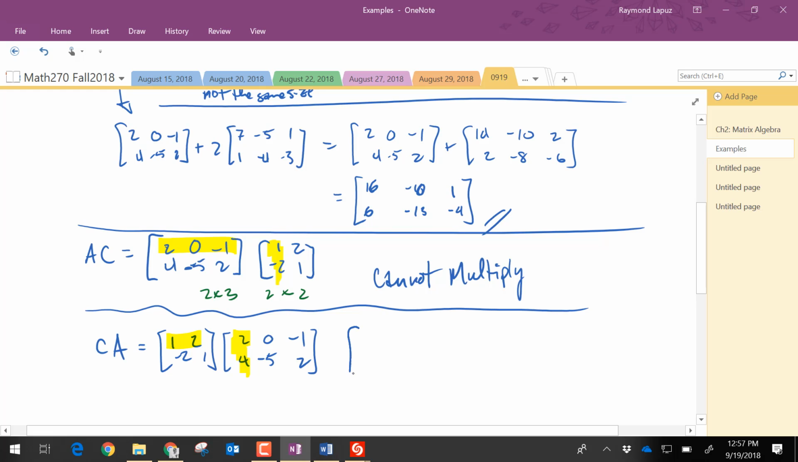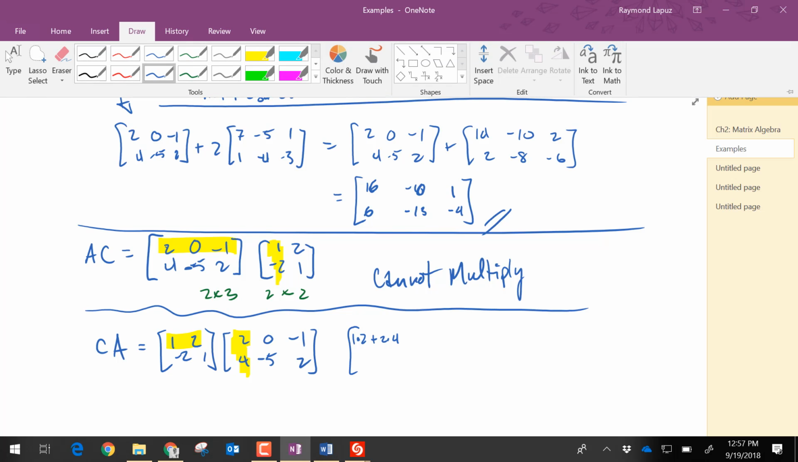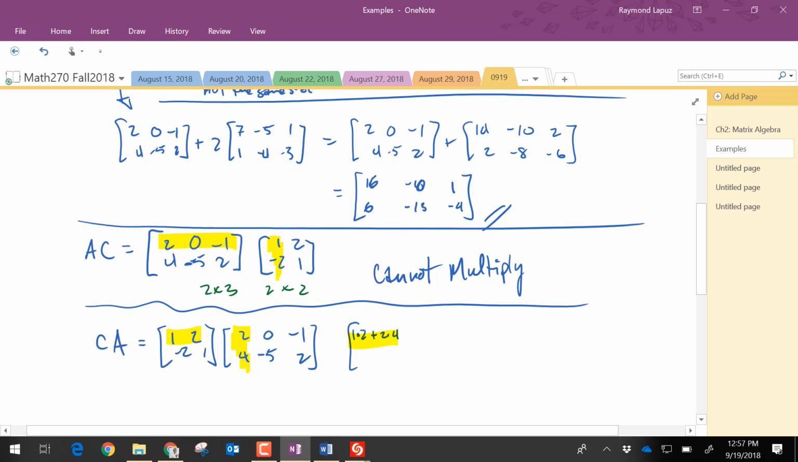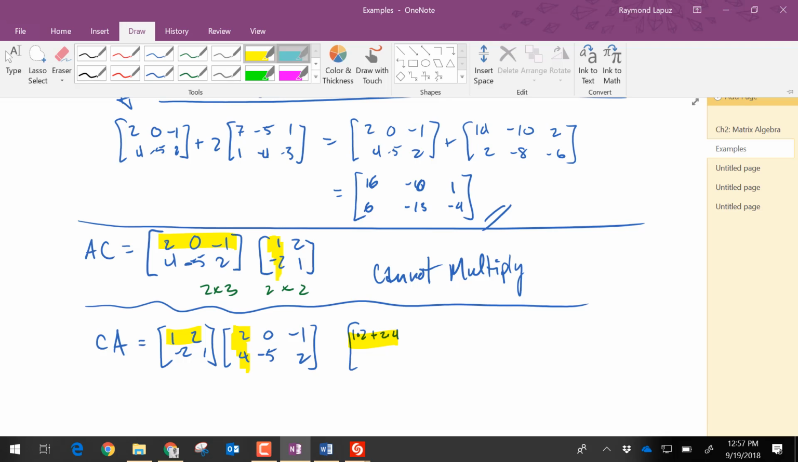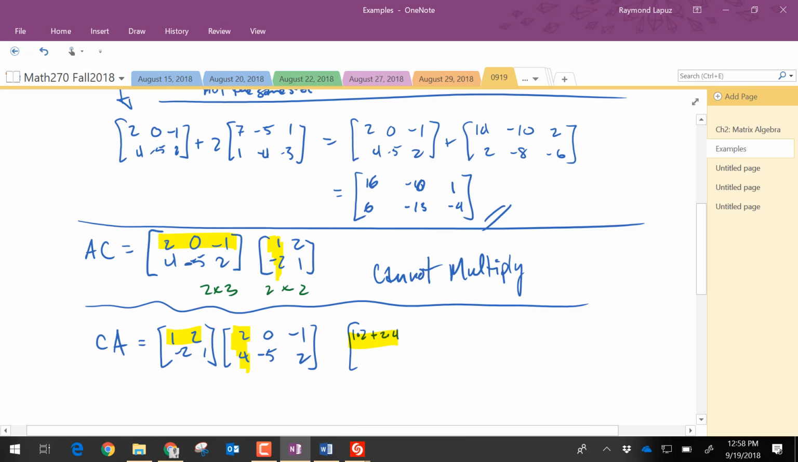That would give us 1 times 2 plus 2 times 4. And that would give us our first element here. And then we would, I don't know how to do this. Now it looks like it's green highlighted.